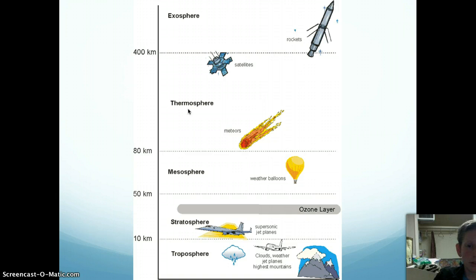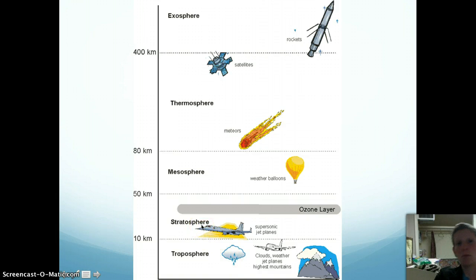Within those layers of the atmosphere, there are certain things that occur. So most of our weather occurs within the troposphere. So most of our cloud formations and most of what happens is happening in the troposphere.